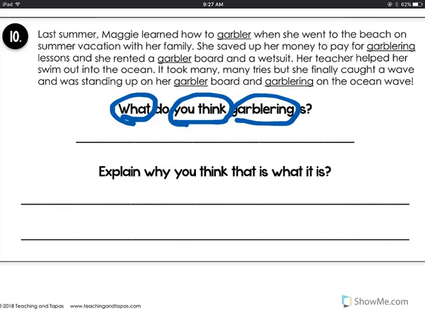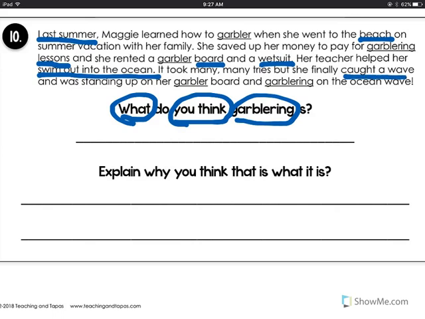So I know something, it happened last summer. She was at the beach, and it's a lesson of some sort. So you have to take lessons in order to do it. You need a board and a wetsuit. So if you need a wetsuit, that tells me that it's happening in the water. So if she's on the beach, it's definitely happening in the ocean. Oh, and look, I just proved it. She had to swim out into the ocean.